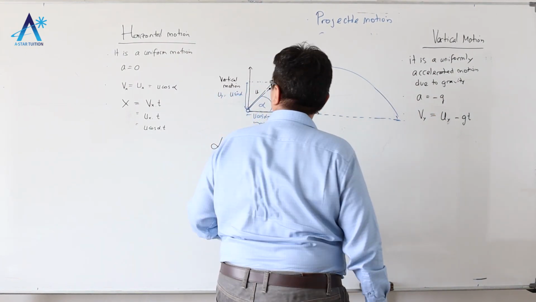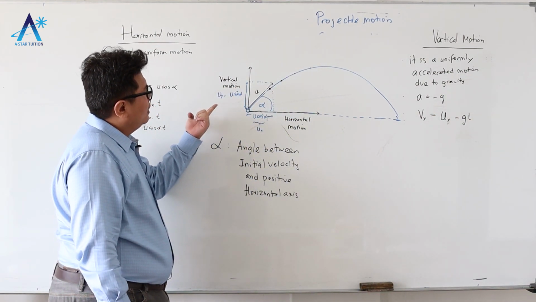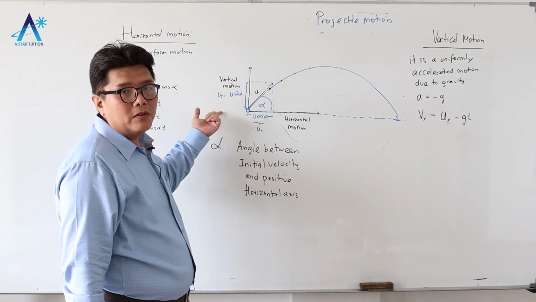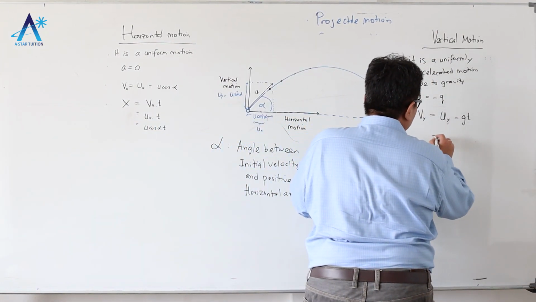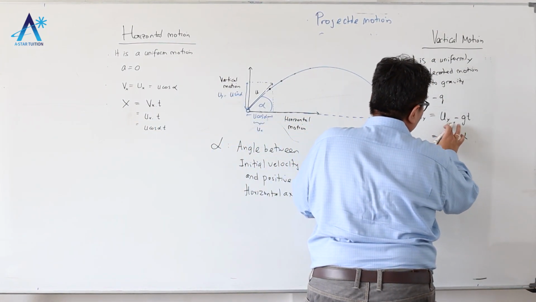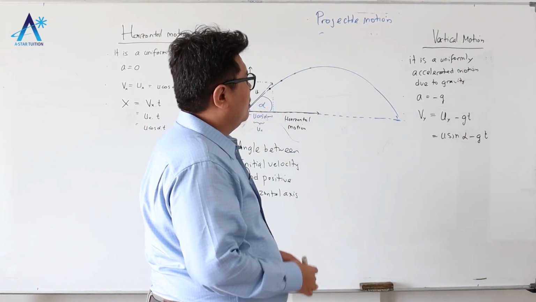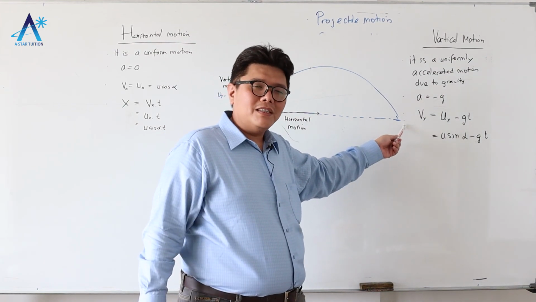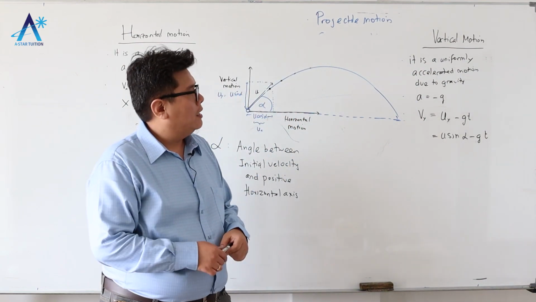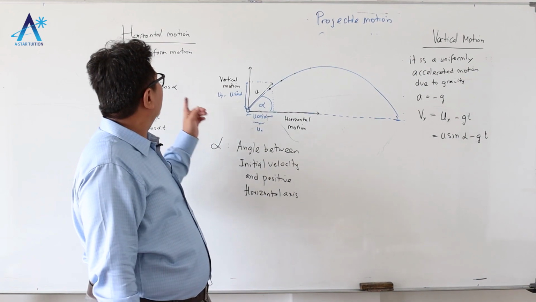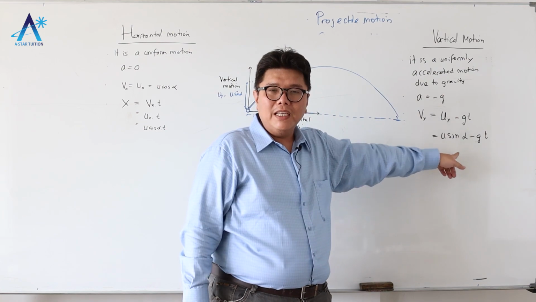And uy is, as I drew here earlier, simply the vertical component of the initial velocity, which has a magnitude of u sine alpha. So vy equals u sine alpha minus gt. Now you can see that the vertical component of the velocity is not constant, unlike the horizontal motion. It's a function of time, a linear function of time.